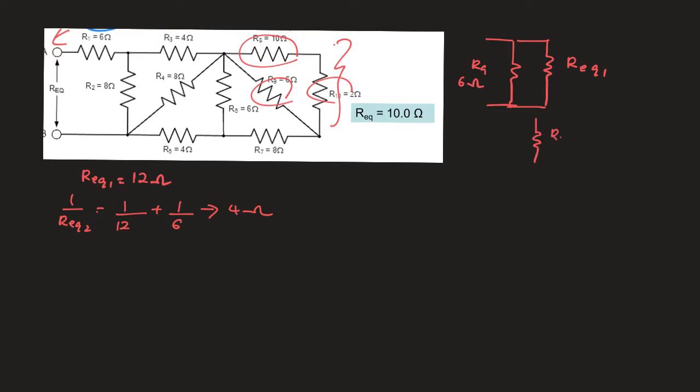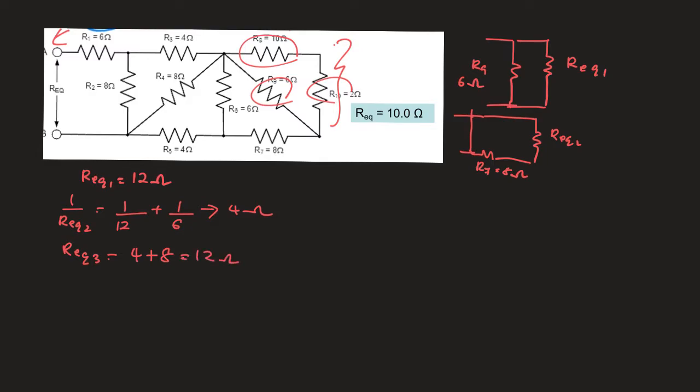This is the R equivalent 2, which will be in series with the R7, 8 ohm. Okay, so because they are in series, for us to find the R equivalent 3, we just add up everything. So 4 plus 8, you are going to get 12 ohm.